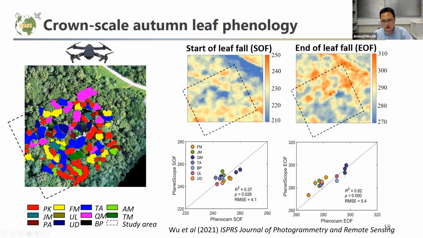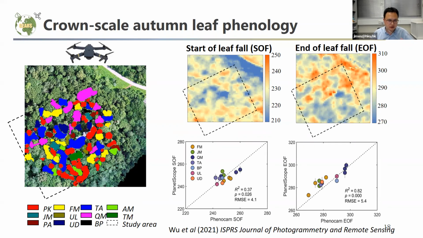And then we can also use the phenocam data installed at the local site as a benchmark. The results are shown in the bottom 2 panels. Overall, it suggests that with this new technology, it seems possible to monitor at the crown scale or even the species scale of the phenology information. So we found that really quite exciting.